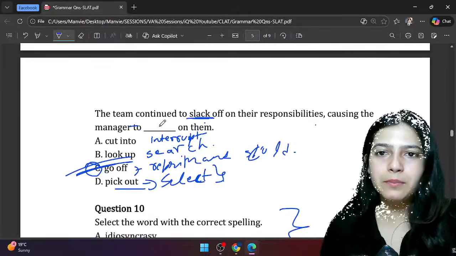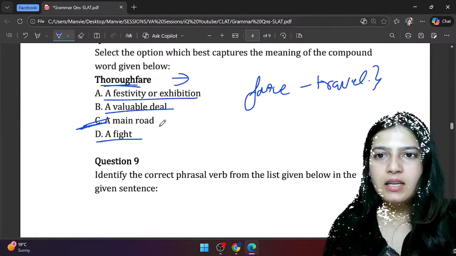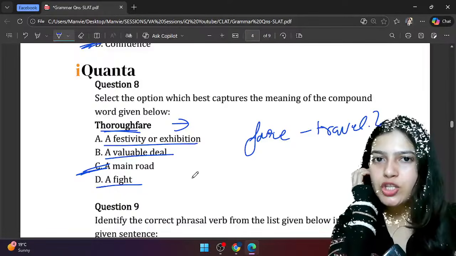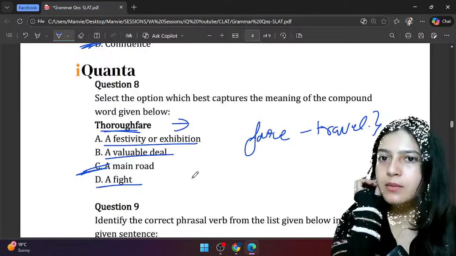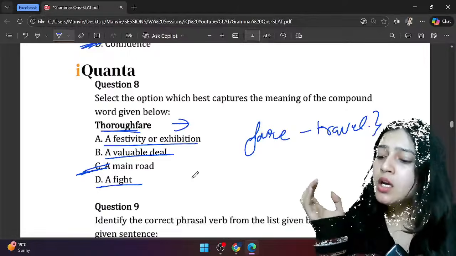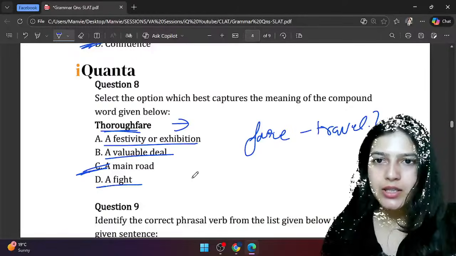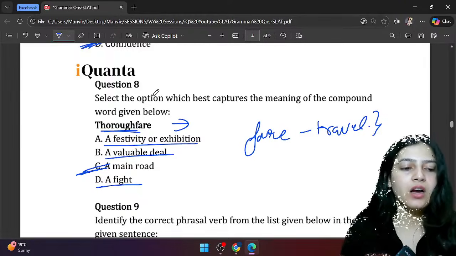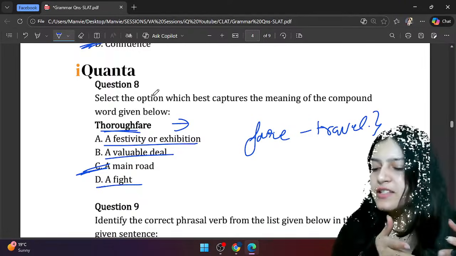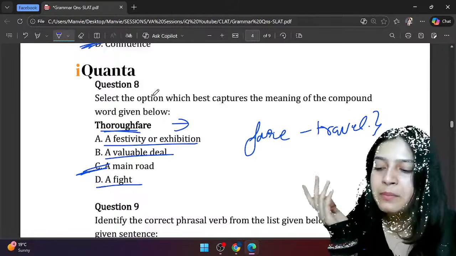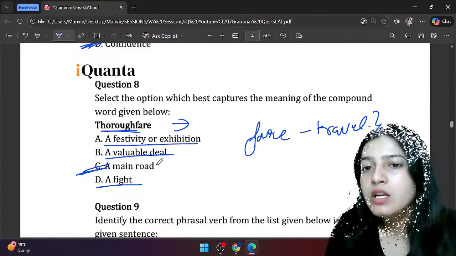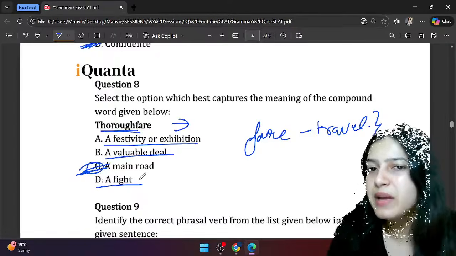And the last question was this one. Select the option which best captures the meaning of the compound word. Compound words are made by joining two words, okay. So thoroughfare is basically a passage where people pass through, so any place like a road. So the correct answer here is main road.